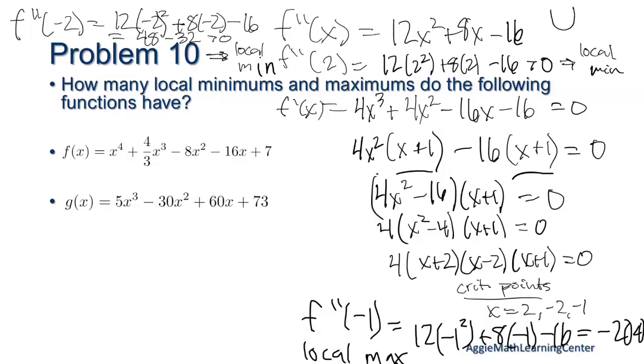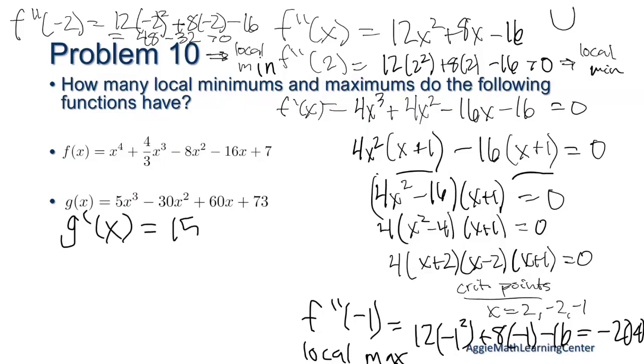Okay. How about g of x? Let's find out how many local max and mins g of x has. That's for our second one. We'll see if that's correct, I guess. But okay, what should I do first? Find the derivative. G prime of x.